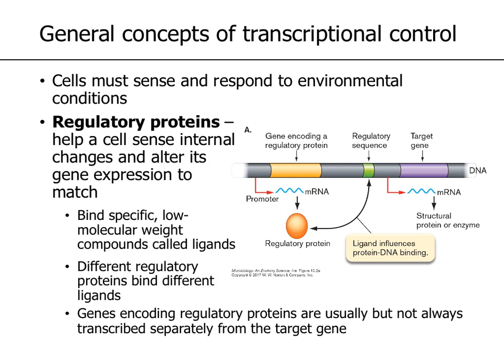And then genes encoding the proteins are usually, but not always, transcribed separately from the target gene. So this is what that means. Here you have the gene that's encoding the regulatory protein. This is coming off of this promoter here. But what it's actually regulating is the gene that's coming off of this promoter here. So it's not under the control of the same promoter. Where's the ligand? Yes, this one's not drawing the ligand because there's lots of them, and we'll get into that in the next two slides.